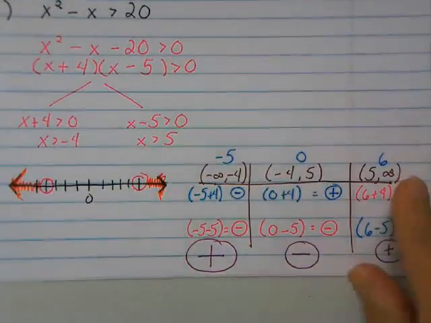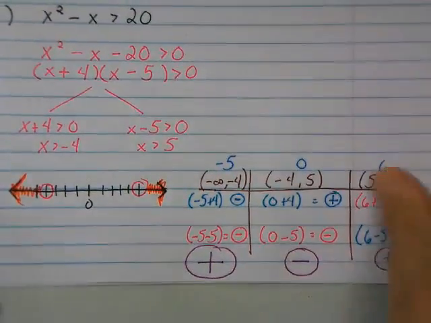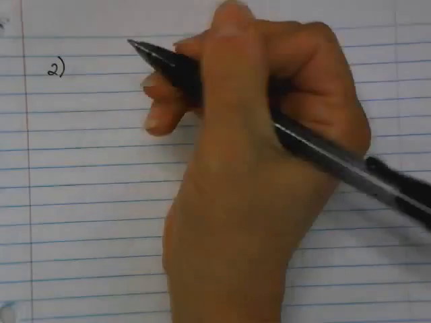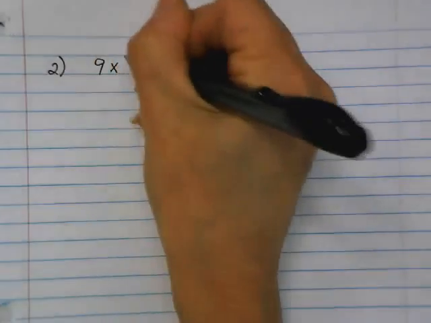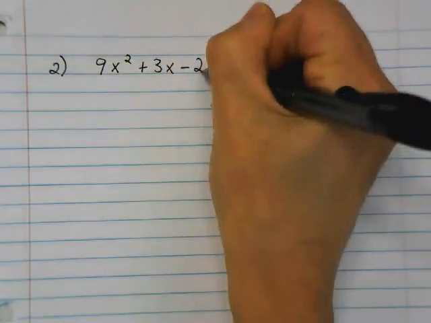Okay? Alright, let's see if we can do the next one. And this is really all we're doing. It's just that the factoring might get a little more complex. Let's say I have 9x squared plus 3x minus 2 is less than or equal to 0.